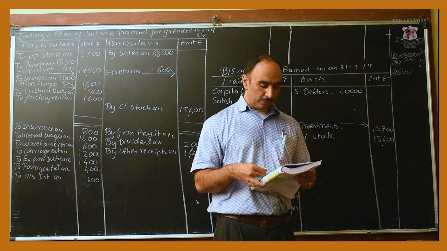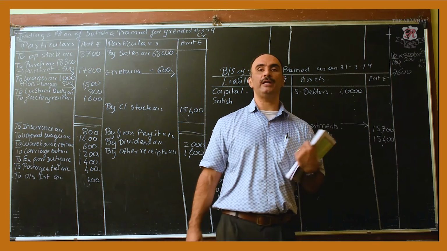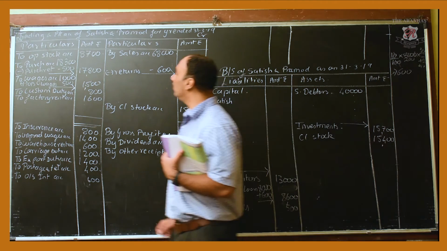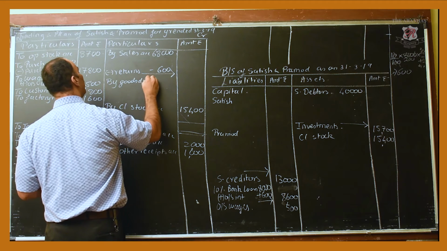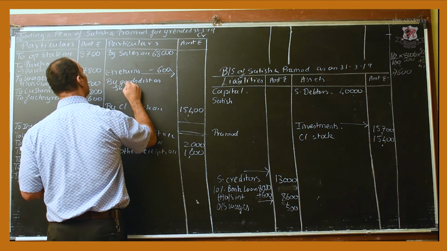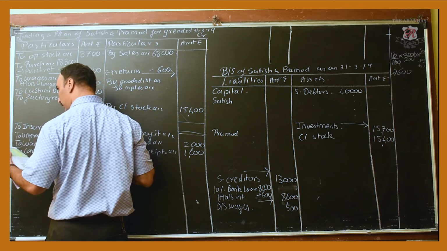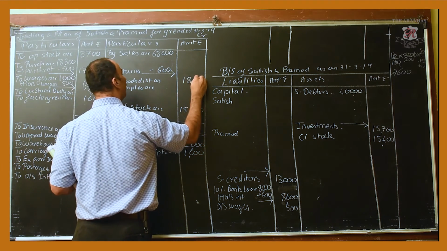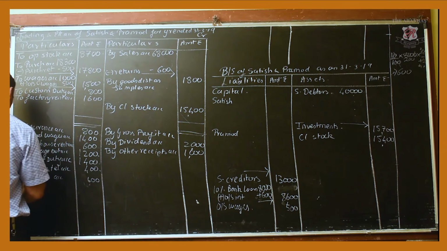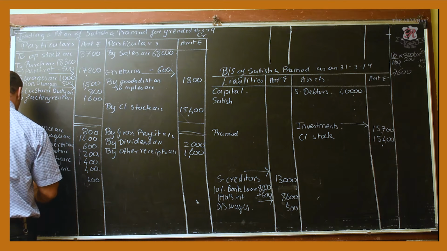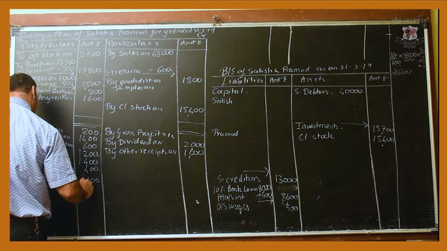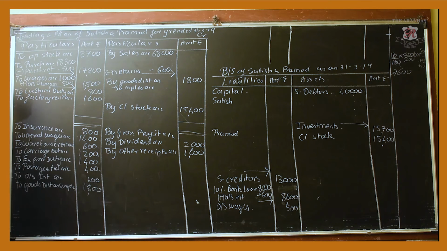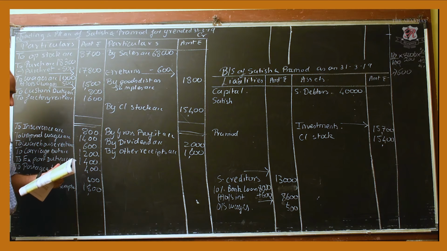Fourth adjustment, let us do. Goods of 1,800 were distributed as free samples. So let us distribute the goods as free samples. So on the credit side here, by goods distributed as samples account. How much have we distributed? 1,800. Second effect will come here on the debit side. To goods distributed as samples, 1,800.